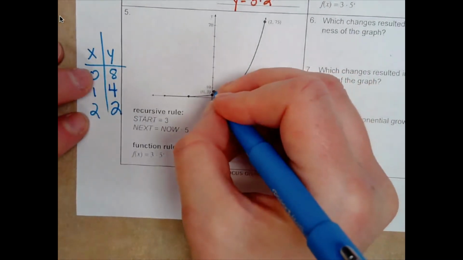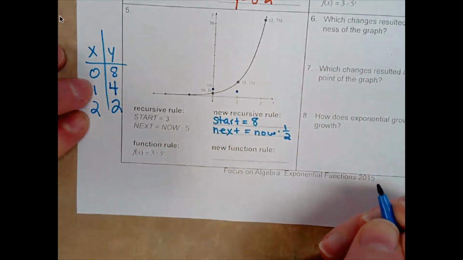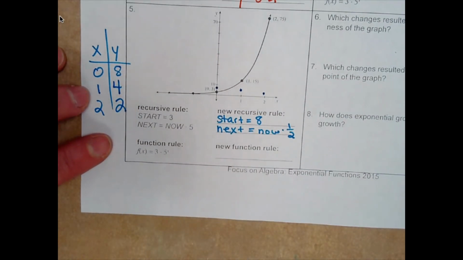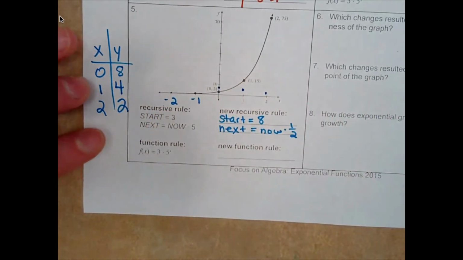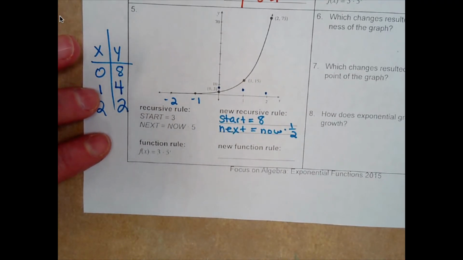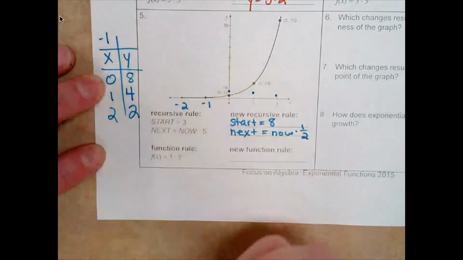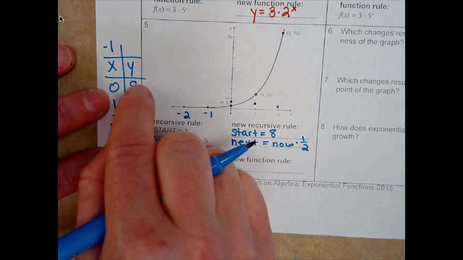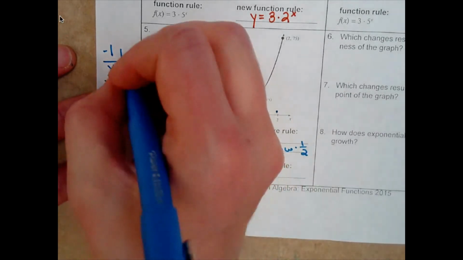So let's graph it. So 0, 8, 1, 4, 2, 2. It looks like a straight line. So what I'm going to do is I'm going to do -1 and -2 on the other side so we can kind of see how it's going to look. How would we find when x is -1? Instead of taking half to get 4, multiply by 2 to go the opposite way. So what would that be? 16.